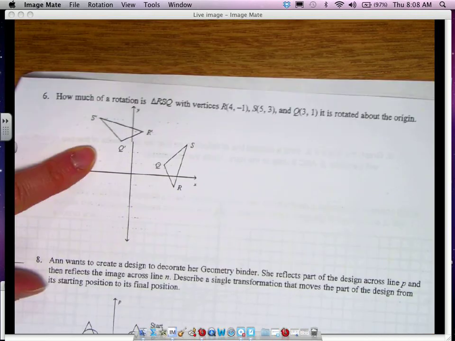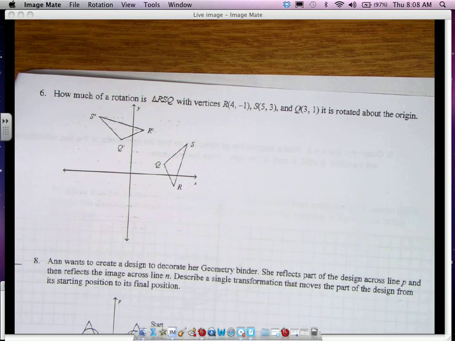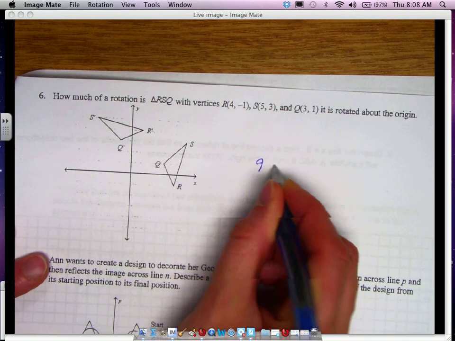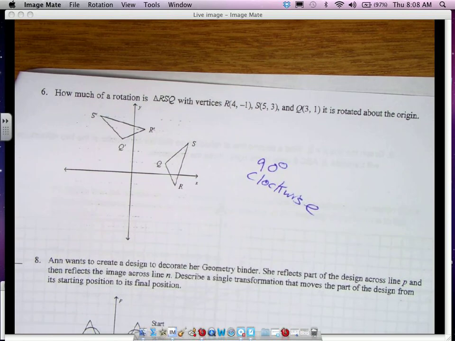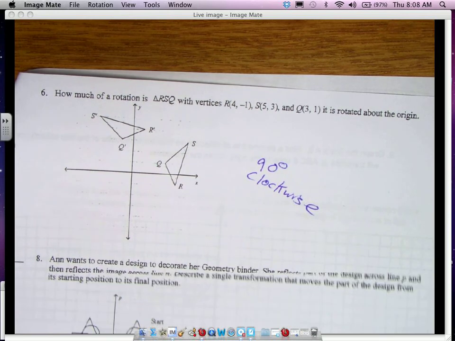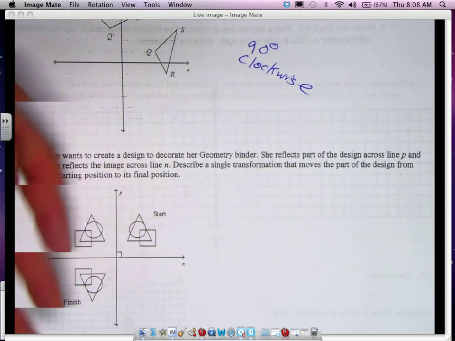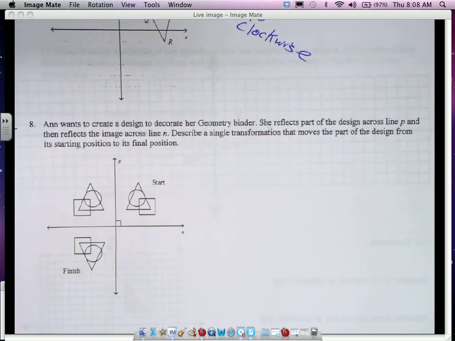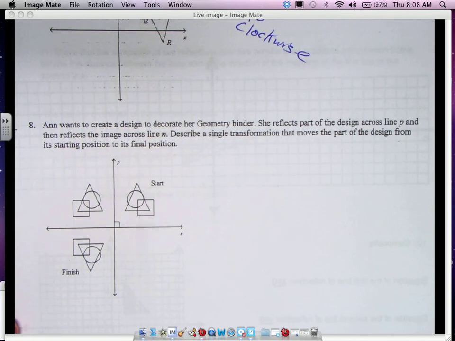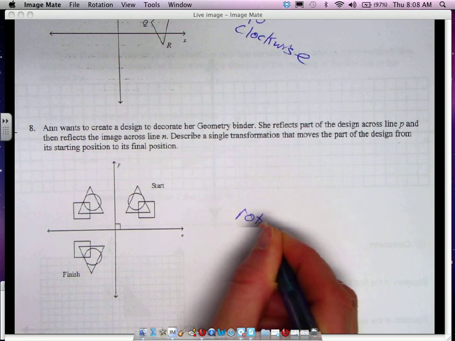What kind of rotation is number 6? Is it 180, 90, 270, 360? It is 90 degrees. 90 degrees clockwise. Good. Okay. What happened here? We went from start to here to finish. So it looks like we did 2 reflections. What do those 2 reflections add up to if I wanted to just go from start to finish and skip the middle? It would be a what? Rotation of how much? 180.